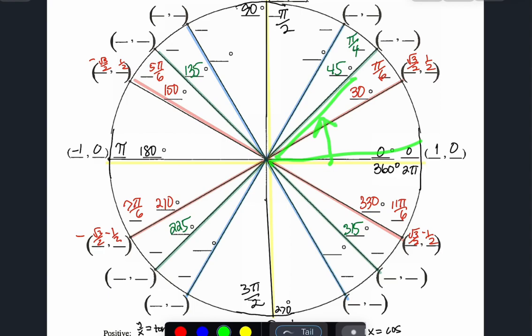This is 1 pi over 4, 2 pi over 4s. This is 3 pi over 4s. Pi over 4s is not a great way, they're weird. But 135 is divisible by 45. 135 divided by 45 is 3. So that's where 3 pi over 4 comes from. This bottom one here is 5 pi over 4. This one here is 7 pi over 4.